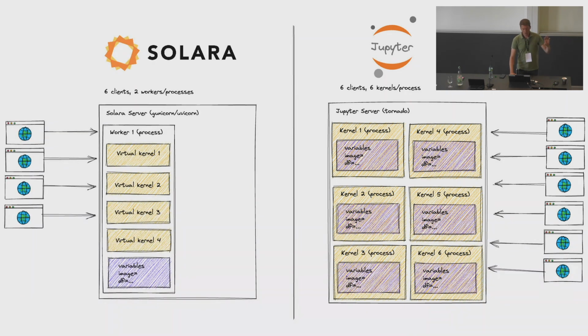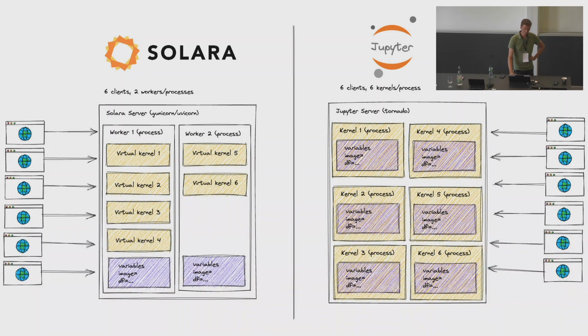While in Solara, we have a single process that creates virtual kernels, and they can share all the memory, all the initialization, the modules, etc. Maybe you're thinking, okay, this can be slow because of the GIL. You can use something like Unicorn and then have multiple workers working here. So actually the number of users and the number of processes scale independently.